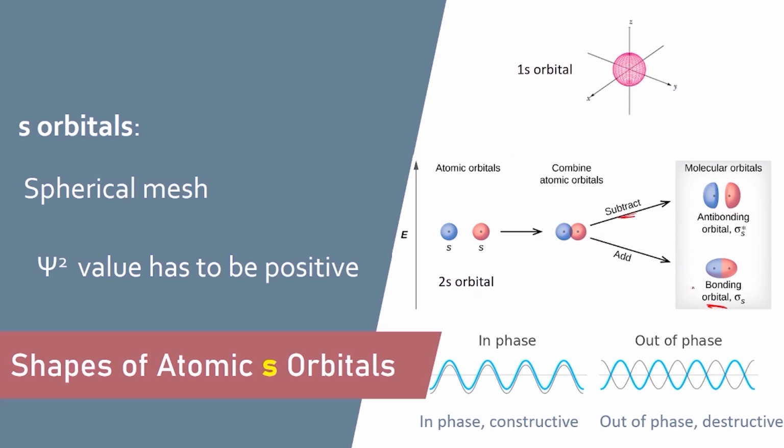Remember we said that the probability of finding electrons is equal to the square of the wave function, so it always has to be a positive value. Psi can be either negative or positive, but psi squared has to be positive. The two spheres represent the possibilities of finding the electrons.